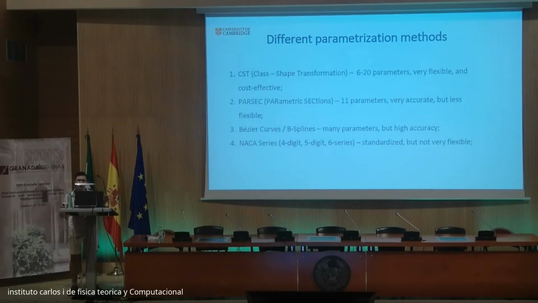So at the industry level, NASA, Boeing, Airbus, they probably use CST, class shape transformation, because it's very flexible. There are lots of airfoils of different shapes that can be parameterized using this method. We will see which ones cannot be and what are the features that may impede such a parameterization. And it's very cost effective. You have a very low number of parameters. The algorithm is very simple. You just plug it in and you're good to go.